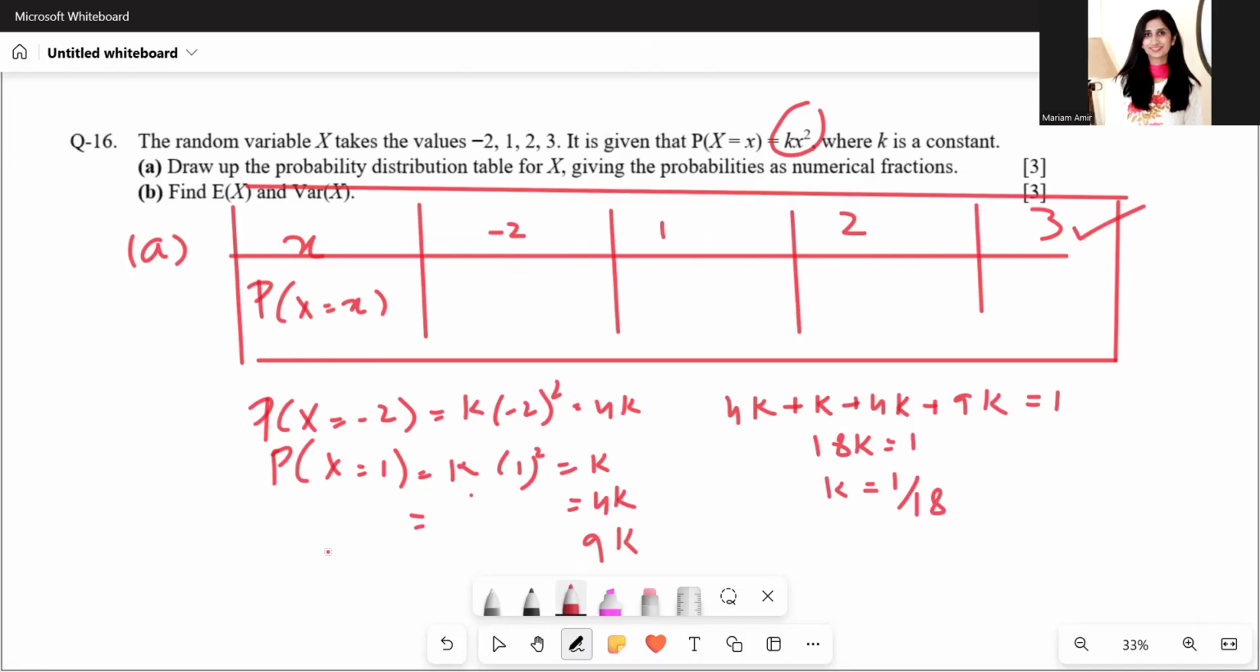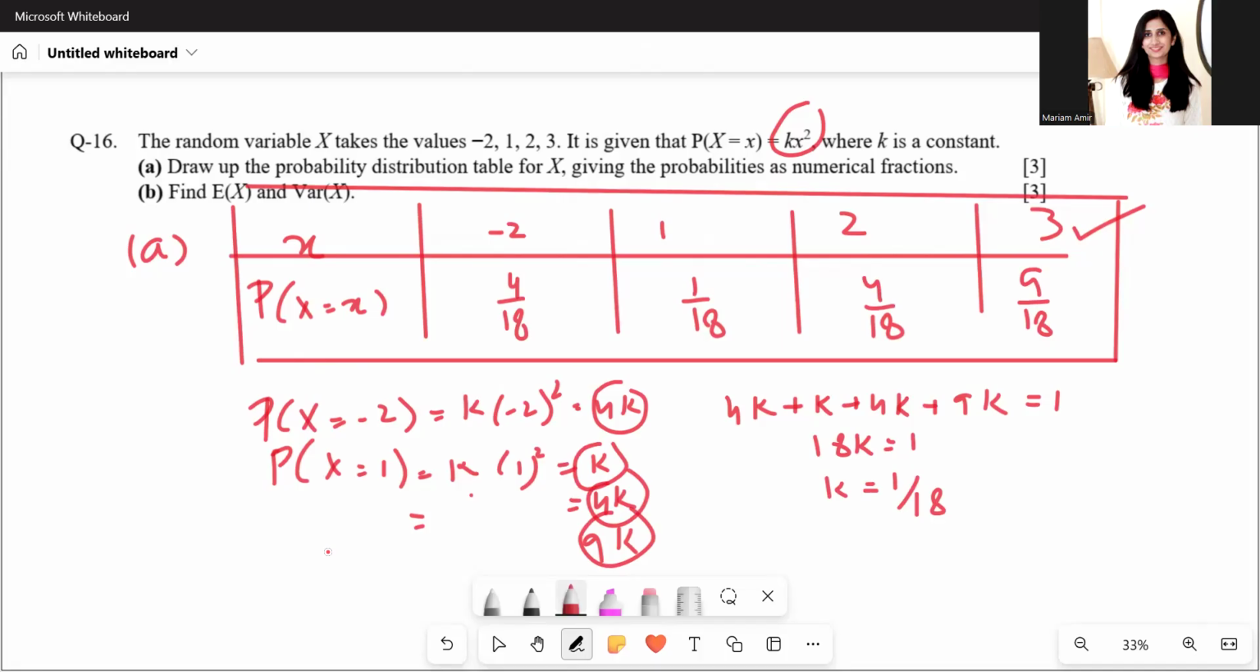Okay. Now we can enter all the probabilities. This becomes 4 by 18. This is just 1 by 18. This is 4 by 18. And this is 9 by 18. Okay. Part A is done.